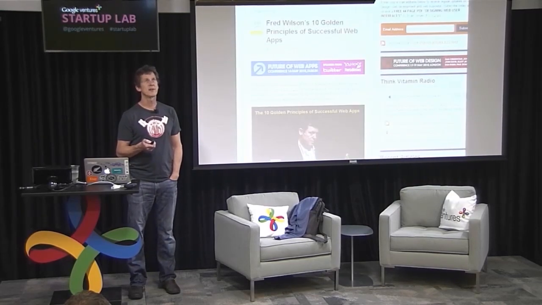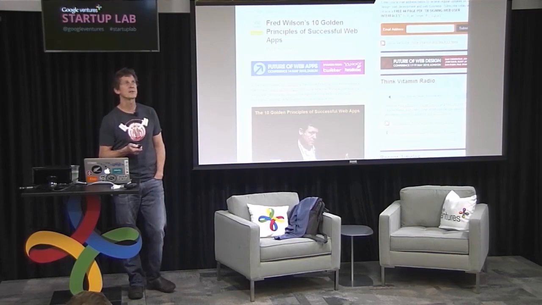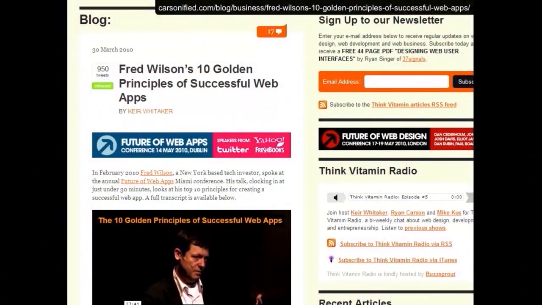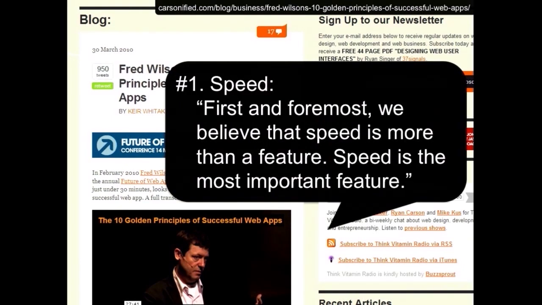But there are a bunch of other case studies and examples that I want to highlight. So here's Fred Wilson, probably the #1 VC out of New York City, speaking at a tech conference on his 10 golden principles of successful web apps. And guess what the principle #1 is? Speed. First and foremost, we believe that speed is more than a feature. Speed is the most important feature.